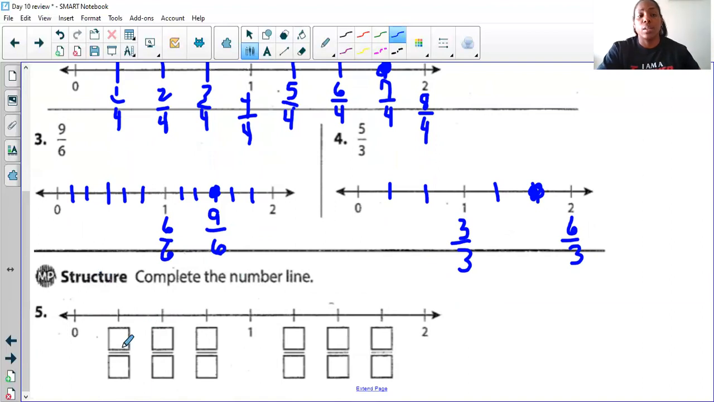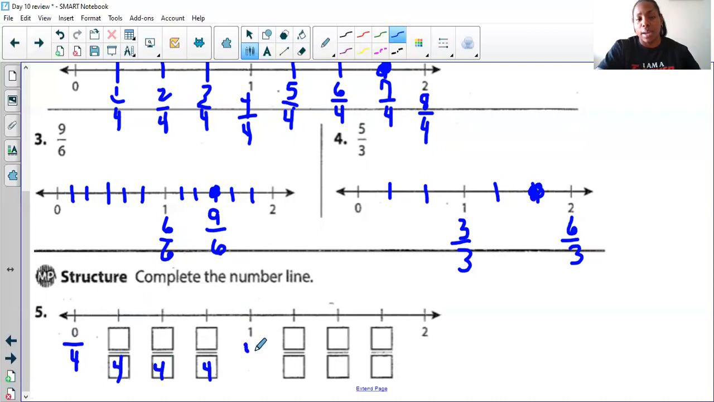Complete the number line. So this is simple because what we're going to do is count the parts first in between 0 and 1, and that's going to help us figure out how many equal parts there are. So I see 1, 2, 3, 4 equal parts. So that means my denominator should be what? 4 all the way across. So I want you to go ahead and label 4s all the way across like so.